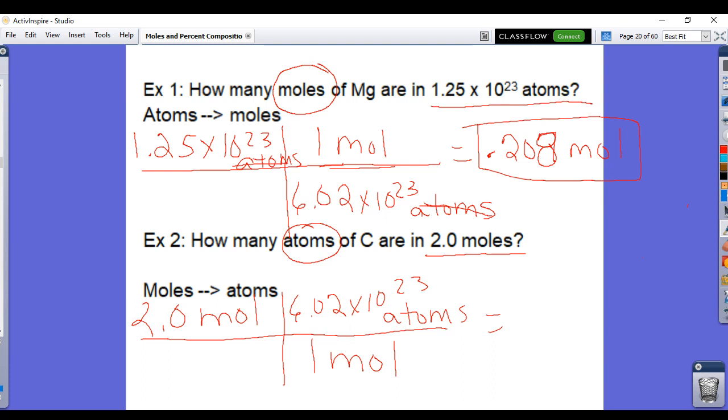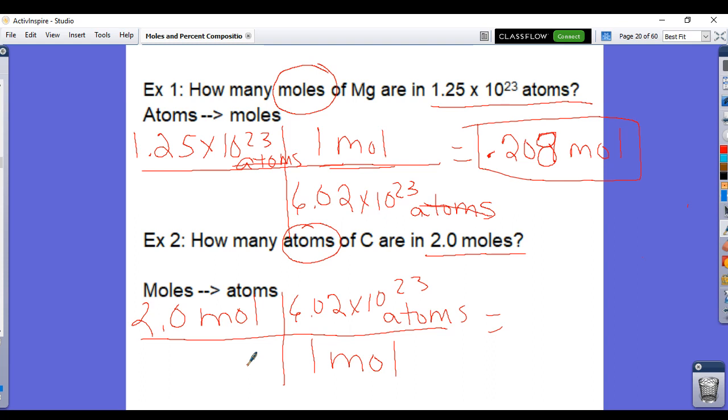So now use your calculator. We're going to punch in 2.0. And now, because the two numbers are side by side, we're multiplying. So times 6.02 EE23. And that gives us 1 point.